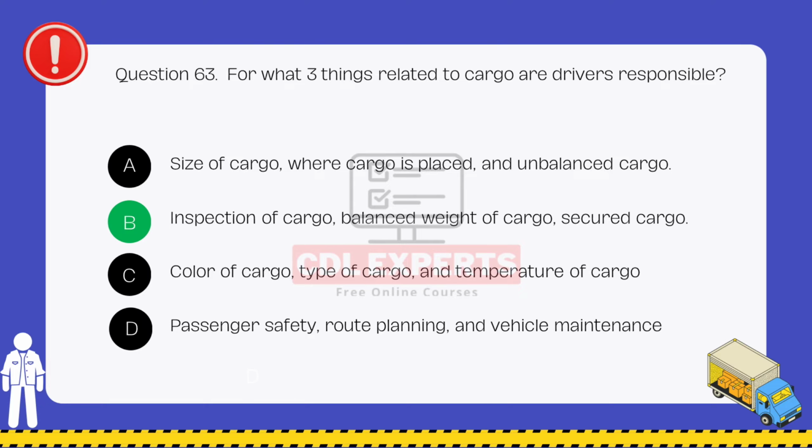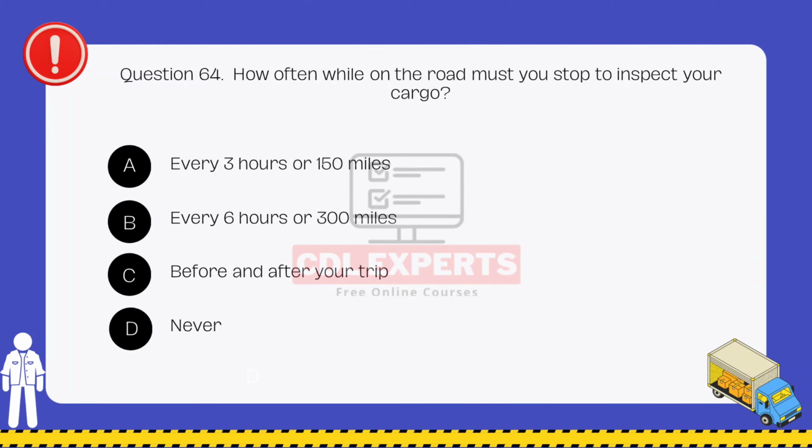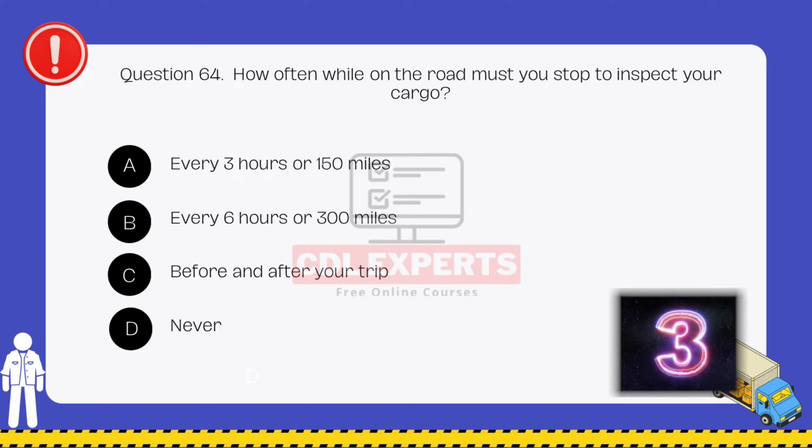The correct option is B. How often while on the road must you stop to inspect your cargo? Every 3 hours or 150 miles. Every 6 hours or 300 miles. Before and after your trip. Never.